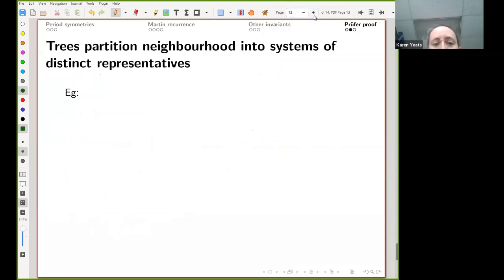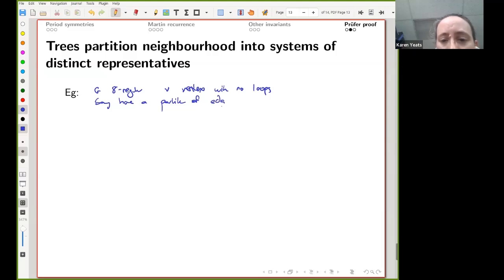So here we are. So let's say we're in that situation. So I'm going to take a specific example. Let's say G is 8 regular. Let's say V is a vertex with no loops. We actually need that. Well, we don't need that, but it's more complicated if it does have loops, and I don't want to go into that. And let's say we have a partition of the edges of G into 4 spanning trees. Okay, well, what could happen?